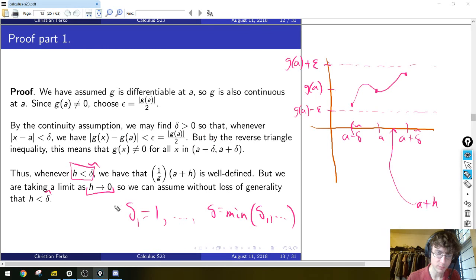You will simply insist that the final delta that you pick must be smaller than this delta tilde, so that h lies within this interval. And then 1 over g is well defined there. So, sorry, I kind of cocked that up, but the point is that g is differentiable, g is continuous, we can pick bars such that g is therefore non-zero in an interval, and then since we're taking a limit as h goes to 0, you can simply restrict h to lie in that interval. That's why it's true.